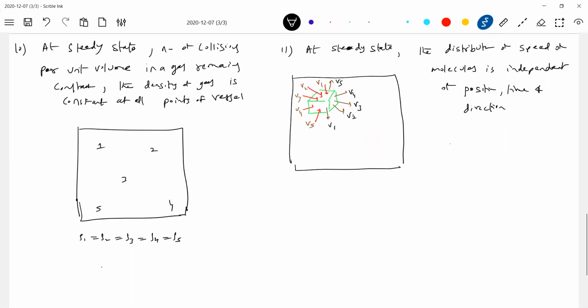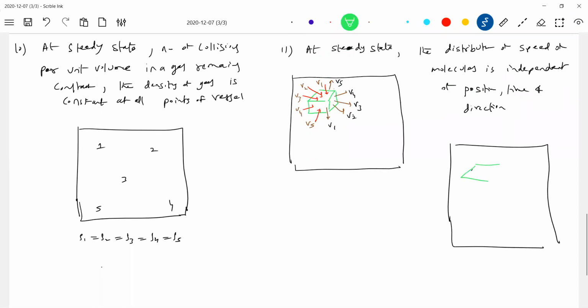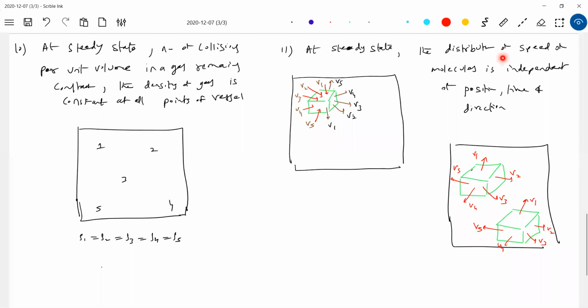okay, I think we'll take one more box. So in this container, we have 5 molecules. So they are like this, moving with speeds V1, V2, V3, V4, V5. If you consider another elemental volume, there also the situation should be the same. So look at the distribution of speed of molecules: it is independent of position, time, and also the direction. That is the meaning of steady state.